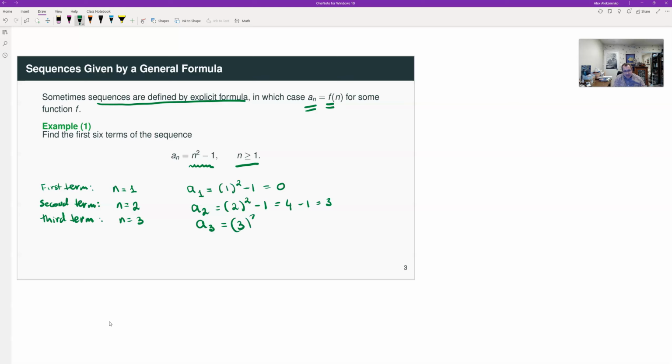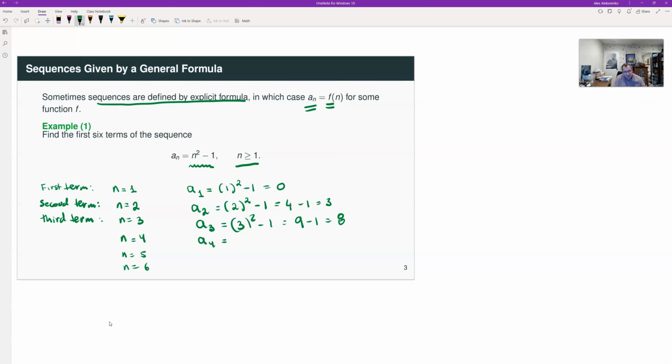We'll have 3 squared minus 1. 3 squared is 9 minus 1 makes 8. Finally, we'll have n equals 4 and n equals 5 and n equals 6. All right, so let me do it real quick.